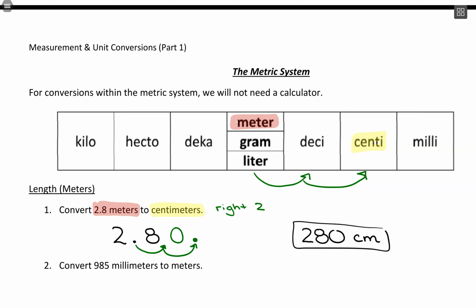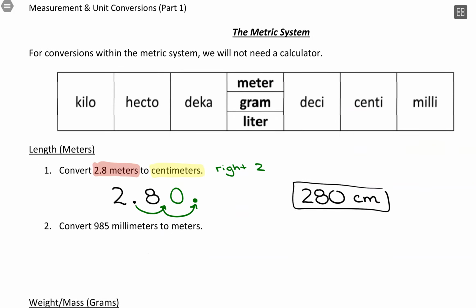Centimeters. Done. So the steps that I use for this section are: look at your picture, know where you start and where you end up, and then however you have to move on this diagram is going to be the exact same as how your decimal place moves. So let's do some more of these.